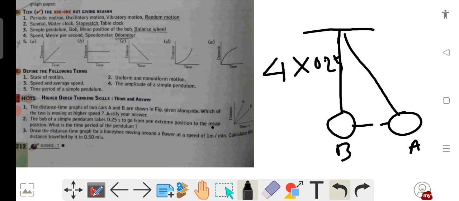So 4 into 0.25 means 1 second. That is one oscillation. So what is the time period of the pendulum? The time period of the pendulum is equal to 1 second.